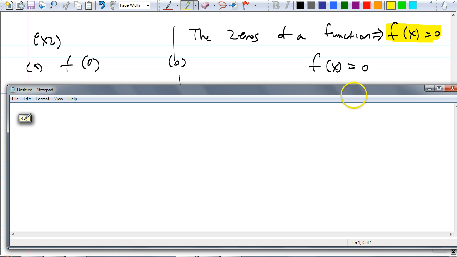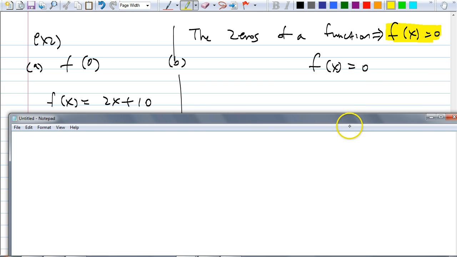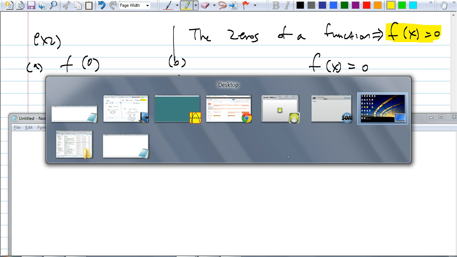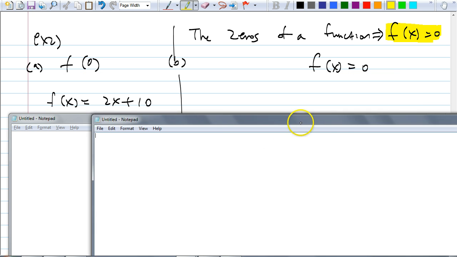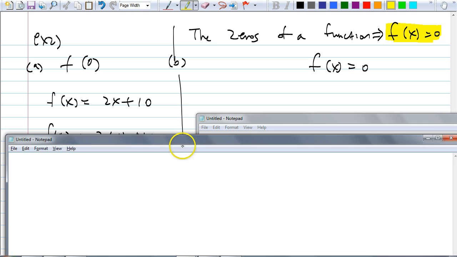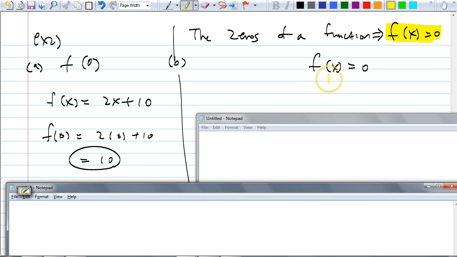Does that make sense? So here's a function. You guys remember doing this? Who thinks they know what f of 0 is? That's easy. Part A, f of 0 is going to be 10. You plug in x equals 0 and you get what, guys? 10. Right here. How do you find f of x equals 0?